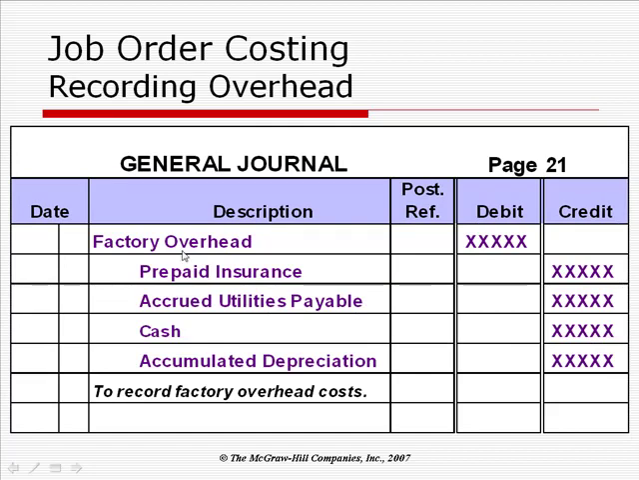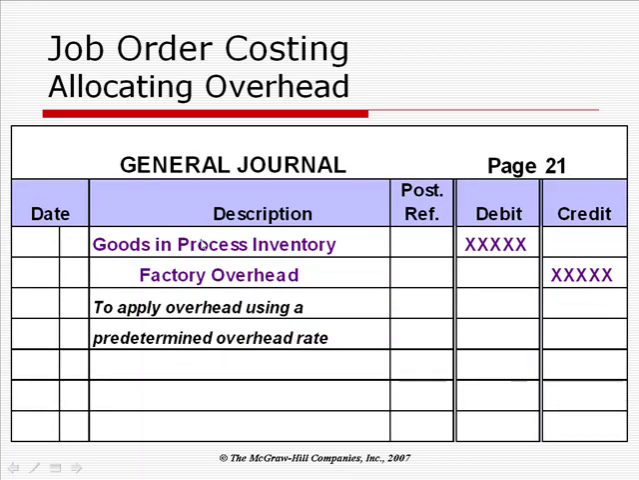To record factory overhead costs, we'll debit factory overhead and credit prepaid insurance, for example, for the factory insurance for the accounting period. We'll credit accrued utilities payable. We might credit cash for any types of factory overhead items for which we paid cash. And of course, we'll credit accumulated depreciation for the accounting period's depreciation expense. Then we will apply the overhead using a predetermined overhead rate. As we do the jobs, we'll apply the factory overhead and debit goods in process inventory and credit factory overhead.